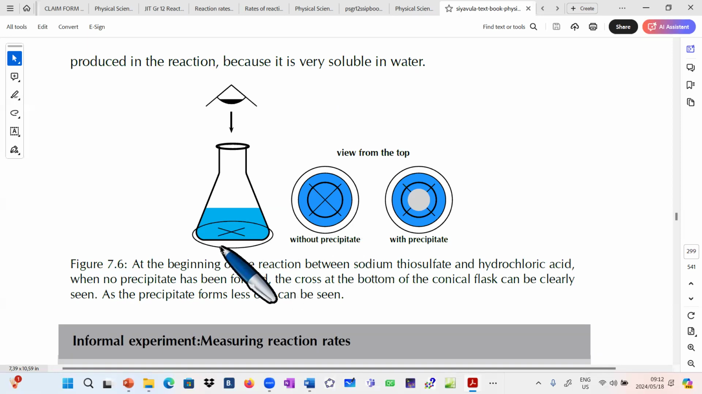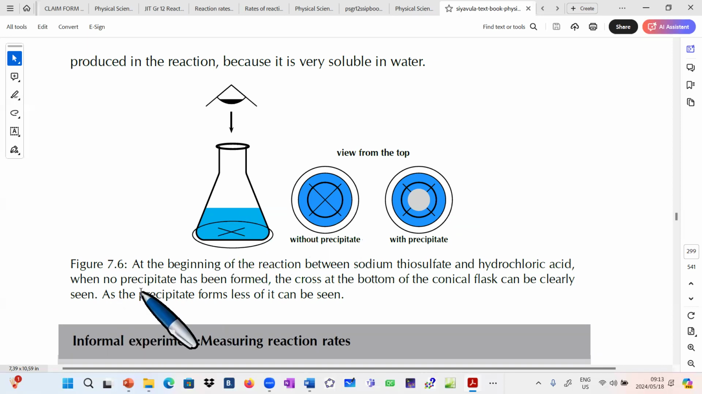Here is this. I saw a question like this in the November 2023 exam. Now for instance, you have this. Here's an eye. Somebody is looking through the top of this flask. What you are able to see through this conical flask at the beginning of the reaction, when you have mixed the sodium thiosulfate and the hydrochloric acid, is that you really can see the cross, and then gradually it disappears.